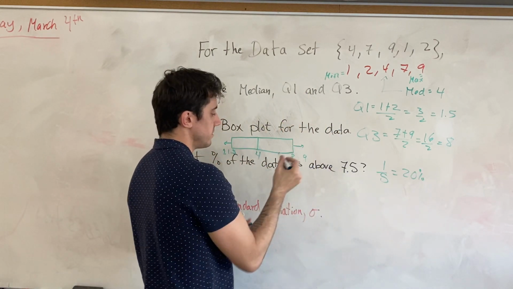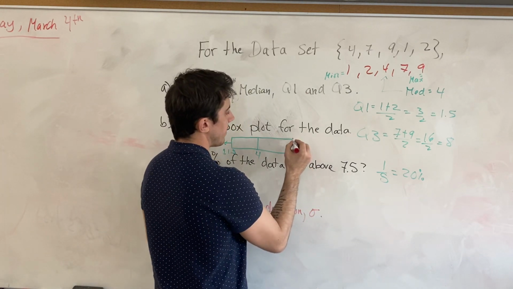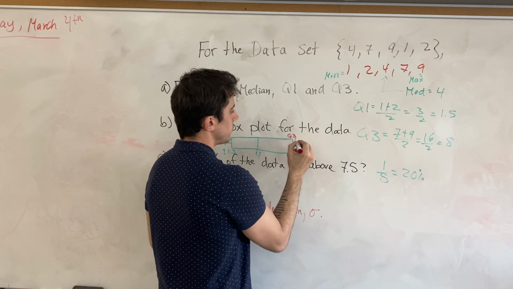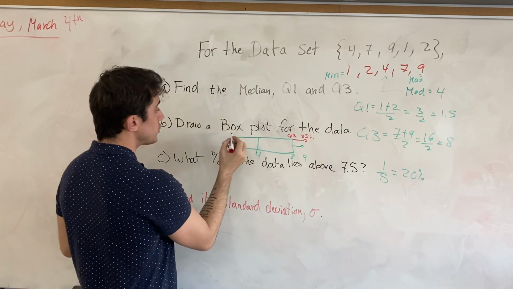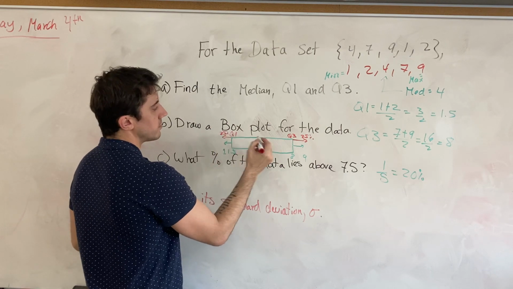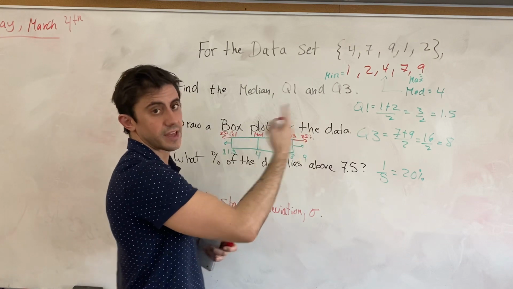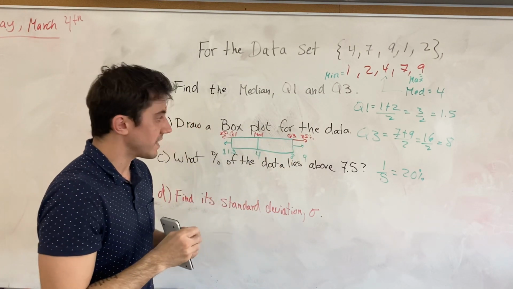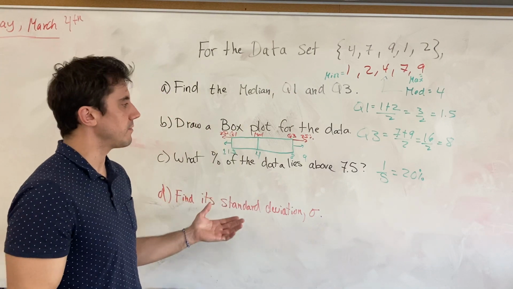But typically, we have 25% of our data after Q3, right? Q3, and then 25% after. And then usually Q1 means 25% below, right? And then at the median, we have 50% above and 50% below. That's typically how it works. But again, just be mindful of these numbers.